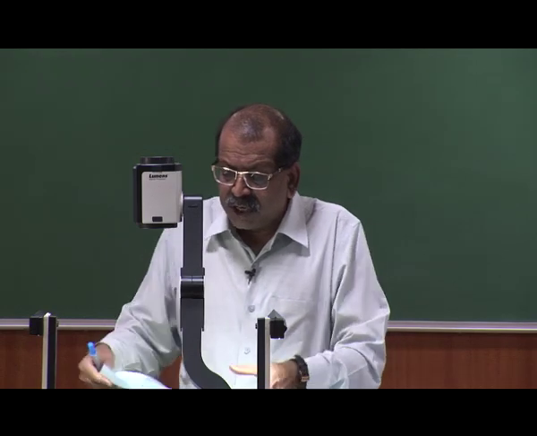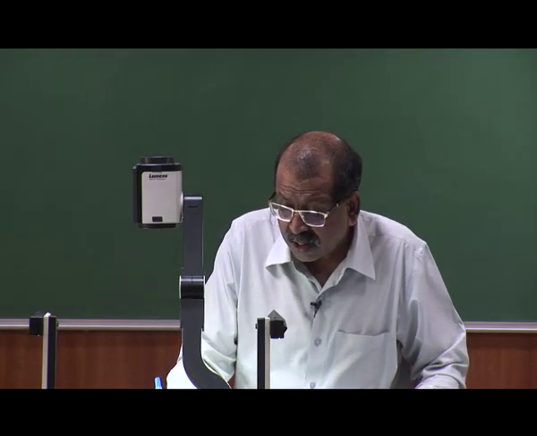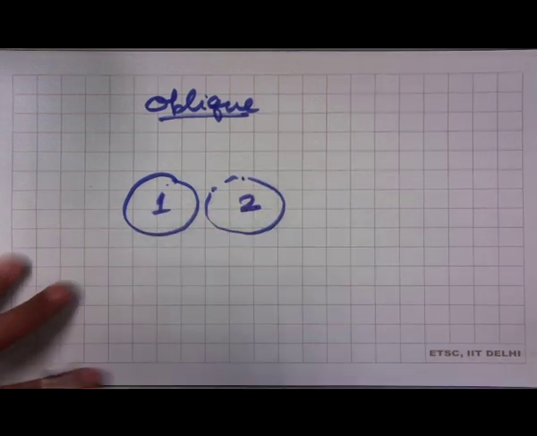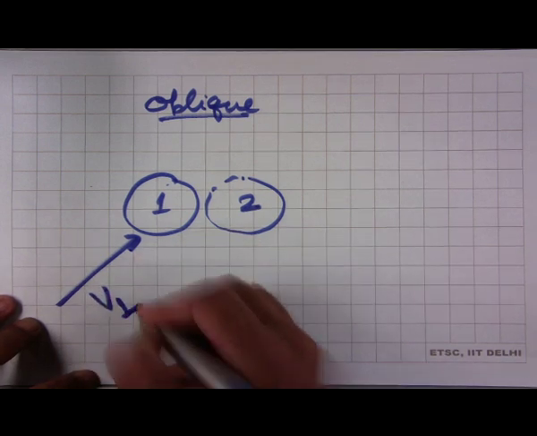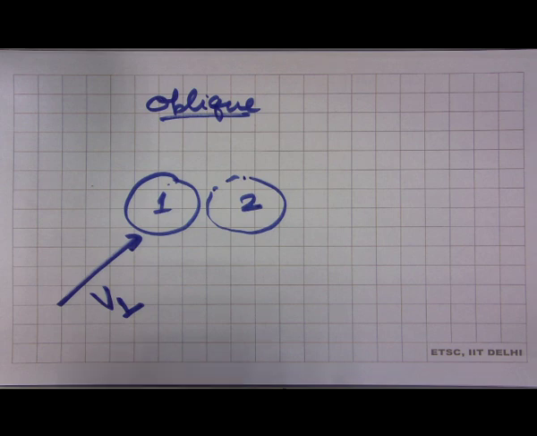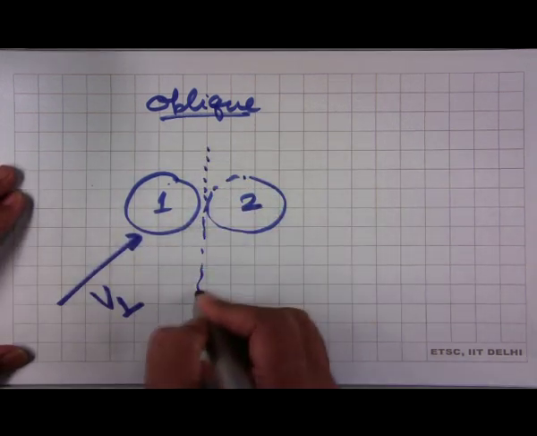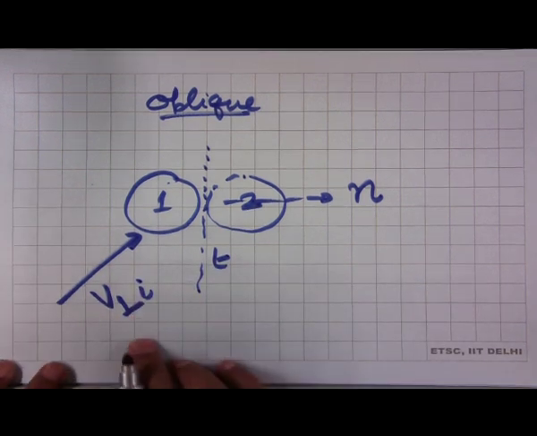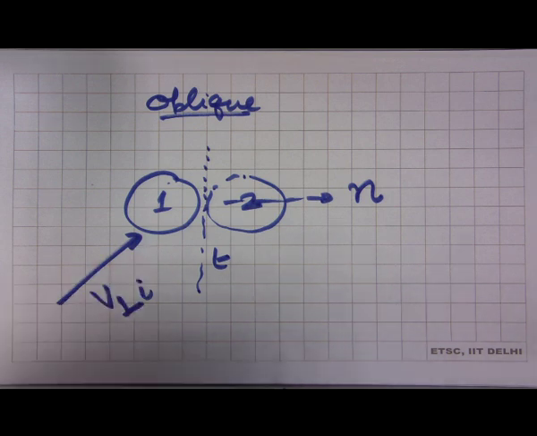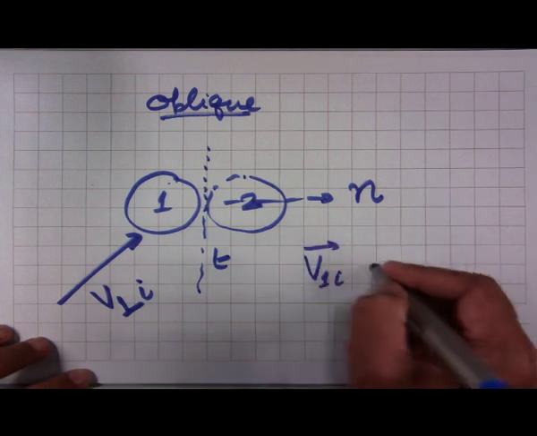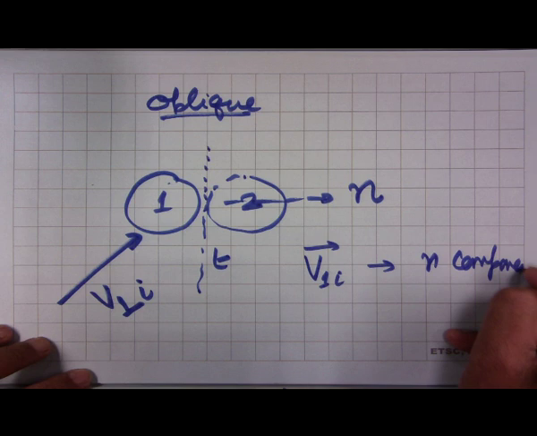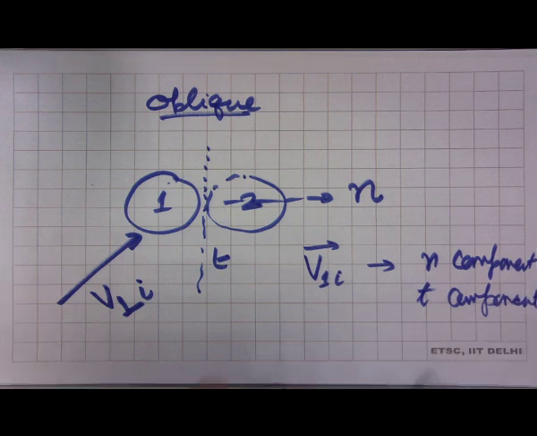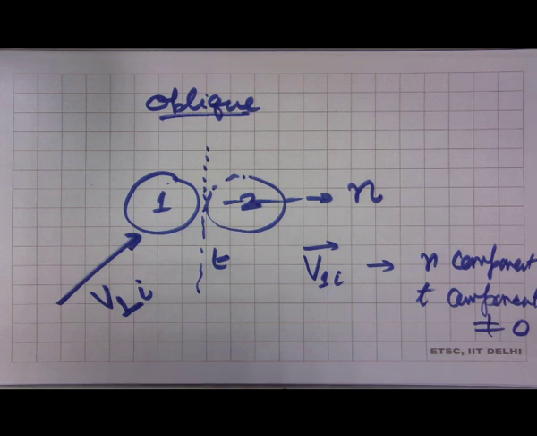Now, what if the collision is oblique? If the collision is oblique, that means this is body 1, this is body 2, and suppose the velocity of body 1 is at an angle. Now, at the time of impact, if we draw the diagram, this is the t direction, this is the n direction, and this is v1I. The initial velocity of body 1 has an n component and a t component. Both these components are not equal to 0, and this will be a case of an oblique impact.